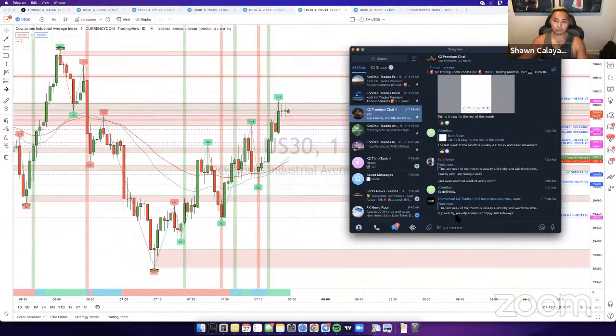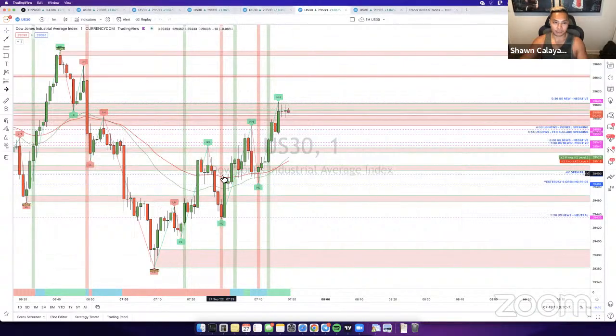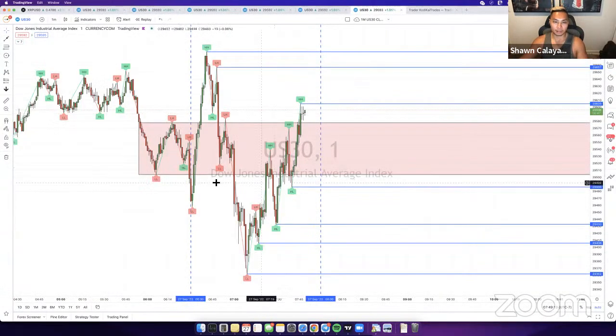And that's what I was mentioning earlier with pre-NFP, right? Usually pre-NFP is choppy and sideways. That's basically what's happening right here. Price just keeps faking out and then it pulls right back into the middle.